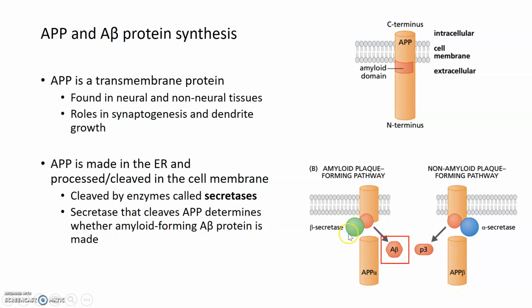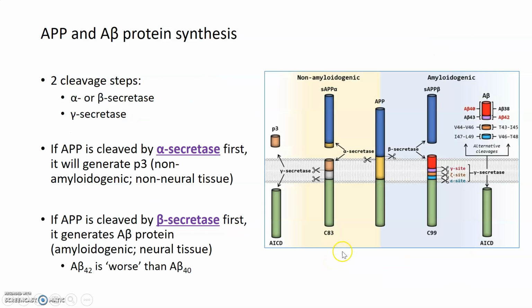And so in the case of the non-amyloid forming plaque pathway, APP is cleaved by a secretase called alpha secretase, and it generates P3 and an additional non-amyloidogenic extracellular protein. And in the case of cleavage by beta secretase, when APP is cut by this type of secretase, it generates the A beta protein as well as another extracellular protein here. And so really it's a little bit more complicated than that even.